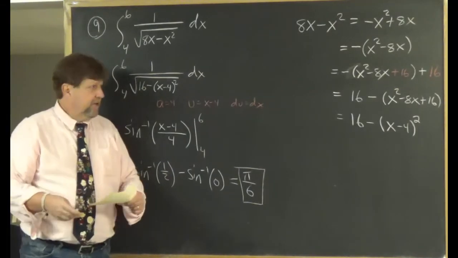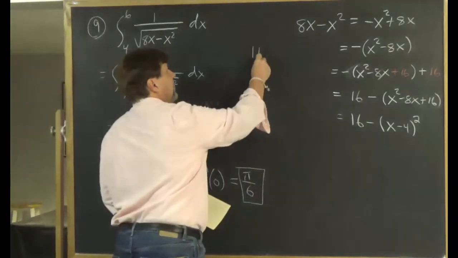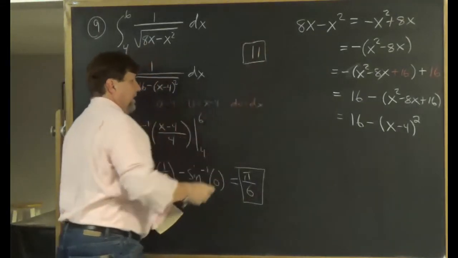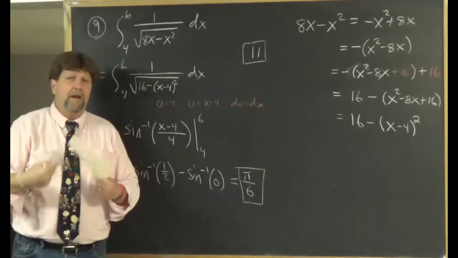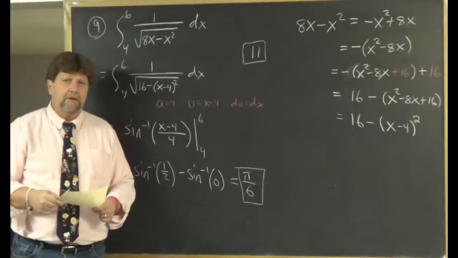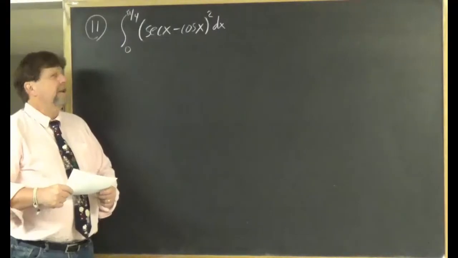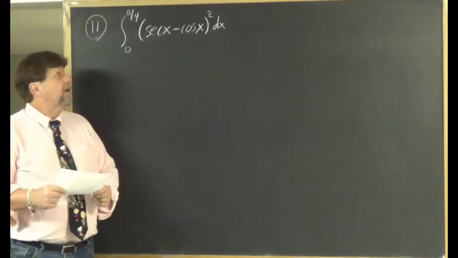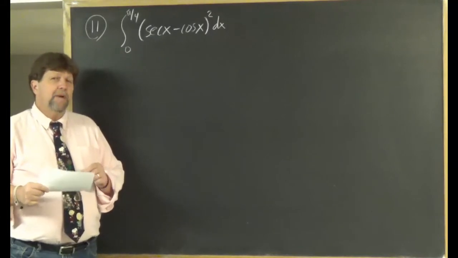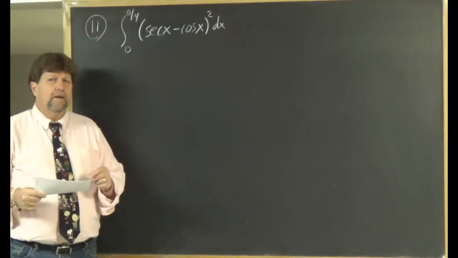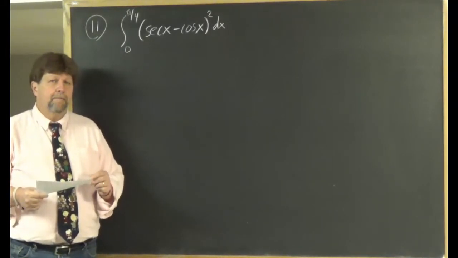So here's what I want you to do now. Pause the video, go to the exercises, and do number 11. After you've done number 11, I'll be here at the board working through it, and we'll make sure you have it correct. All right, number 11, you were asked to integrate from 0 to pi over 4 the quantity secant x minus cosine x squared, dx.